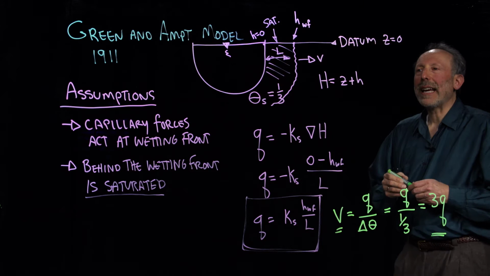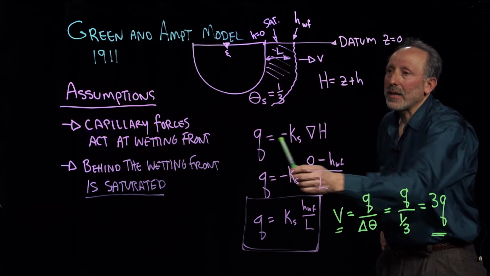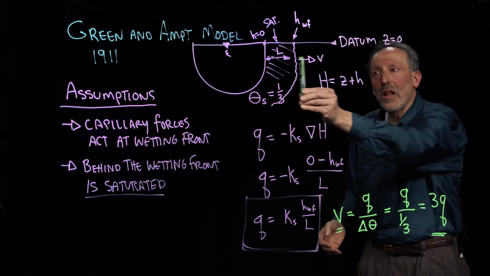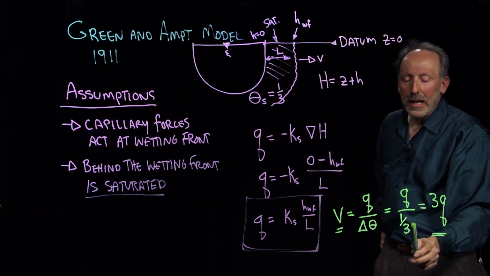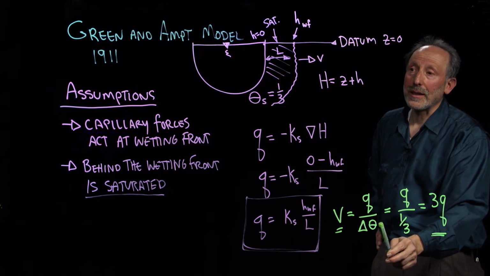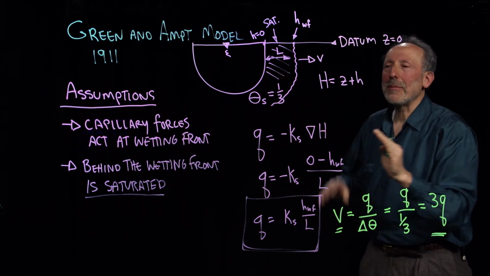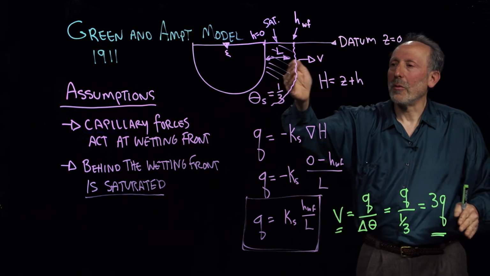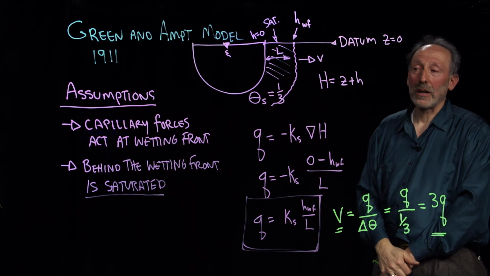So be very careful to remember that although flux has units of length per time, the true velocity of this wetting front is that flux divided by the change in moisture content. And so in this case, it's 3 times higher. So you always want to keep in mind that yes, the flux is measured in length per time, but actually we have to account for how much porosity is there when we actually calculate the velocity of the wetting front.